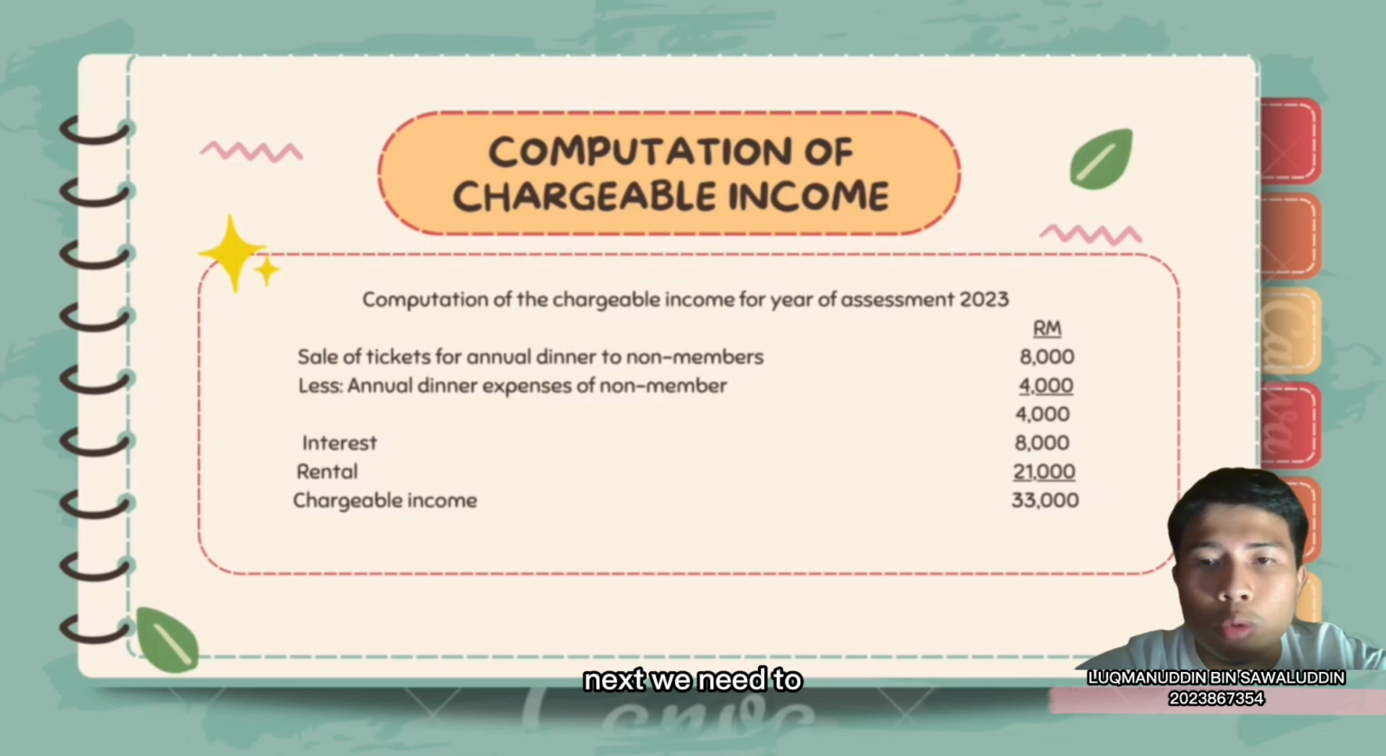Next, we need to add on all those incomes such as interest and rental income amounting to 8,000 ringgit and 21,000 ringgit respectively. And here, after we add on all the income, we get an amount of 33,000 ringgit, and that is the chargeable income.